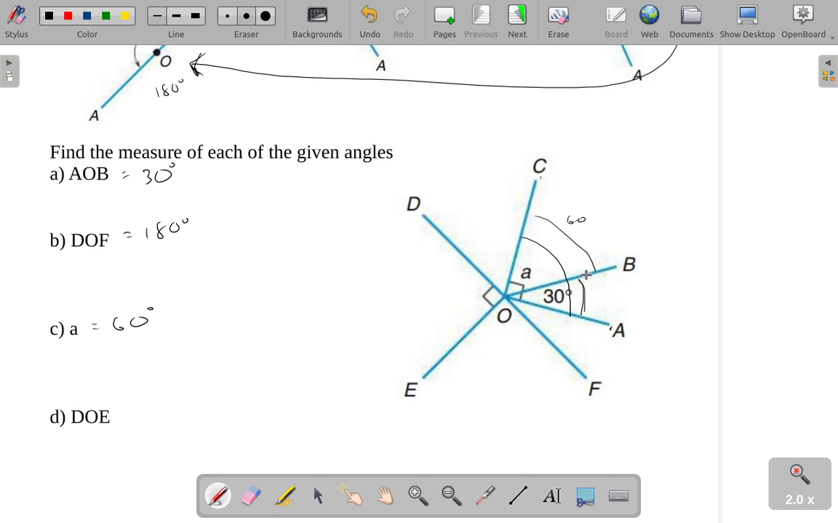And angle DOE, lastly, D to O to E, which is right here. It looks like this is actually labeled as a 90-degree angle right there. So this is a 90-degree angle.